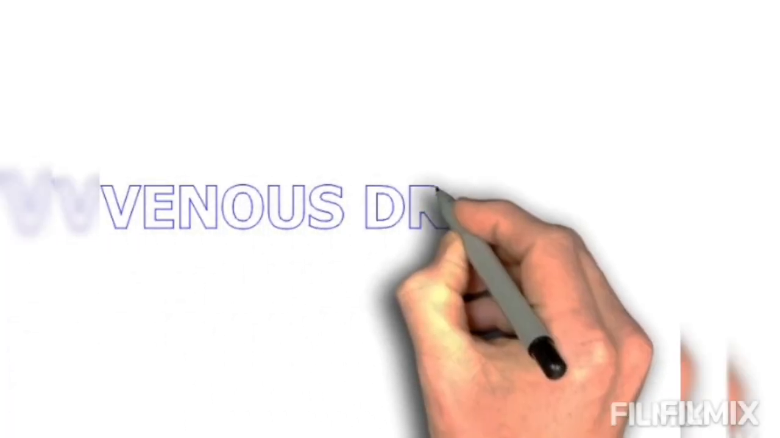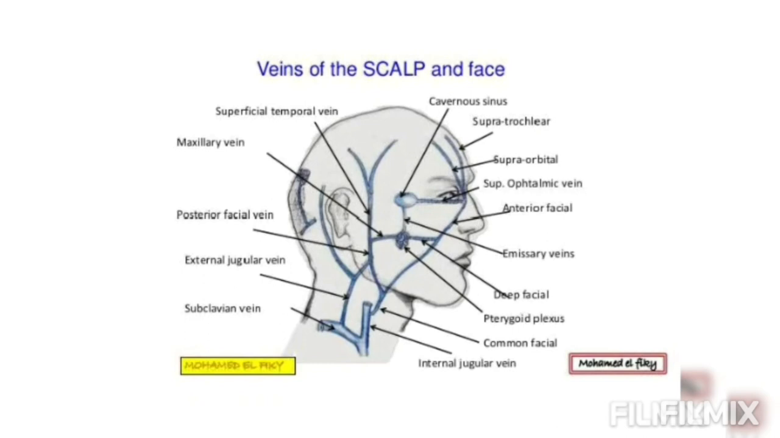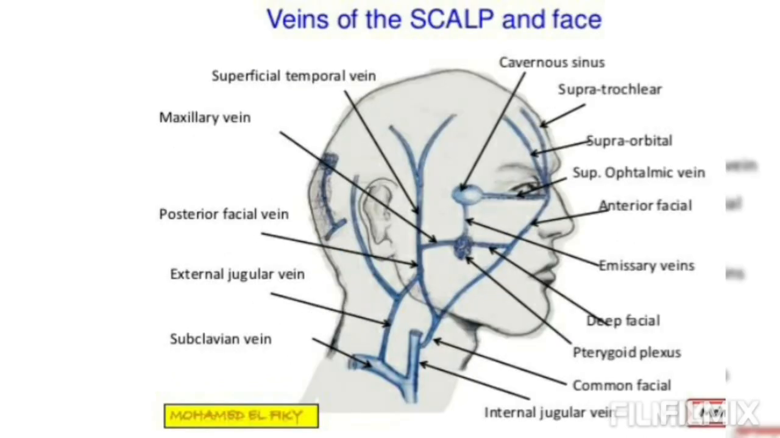Now let's see the venous drainage of the scalp. Usually the veins accompany the arteries and have similar names. The picture is depicted very clearly, make use of it. Now the supratrochlear and supraorbital veins unite at the median angle of the eye and become the angular vein, which continues down as the common facial vein. Next we can see the superficial temporal vein.